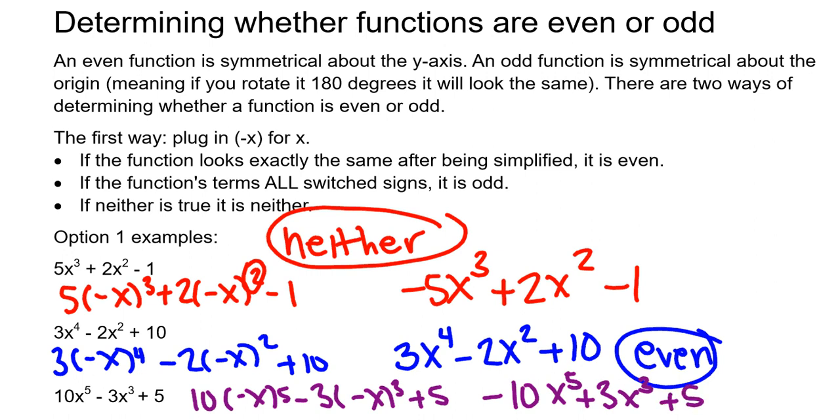Okay, so does it look exactly the same? No. This one's negative, this one's now positive. Did they all change? No, because the 5 is still positive and the 5 is still positive. So again, this one's neither.